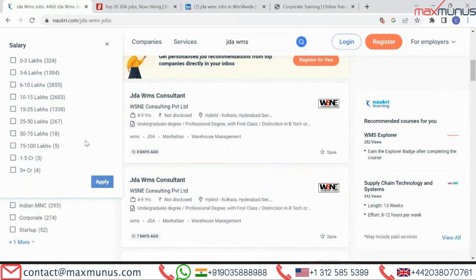Let me see how much package they are offering. I can see 2,855 who are ready to pay in between 6 to 10 lakhs, ₹1,338 who are ready to pay in between 15 to 25 lakhs. And one more thing I got to see, there are 4 openings that are ready to pay more than 5.